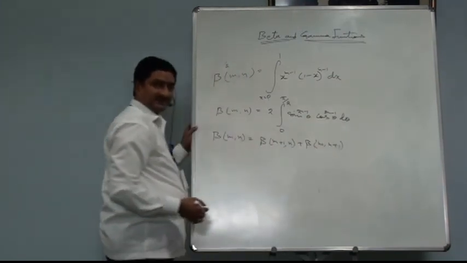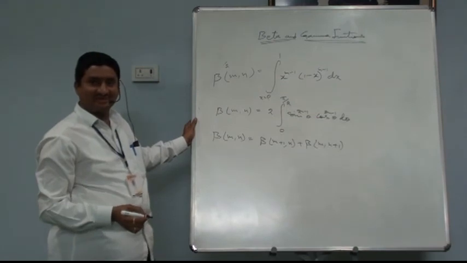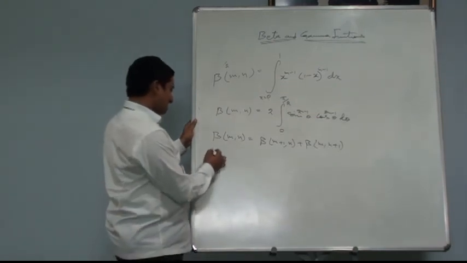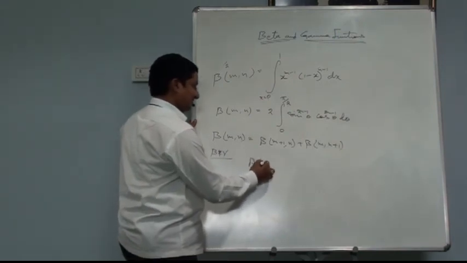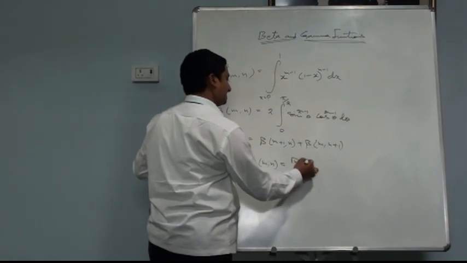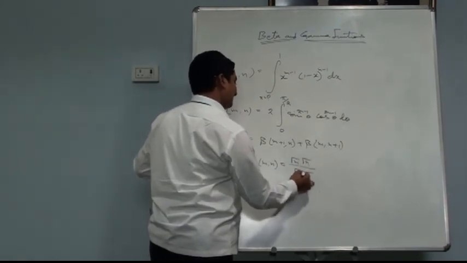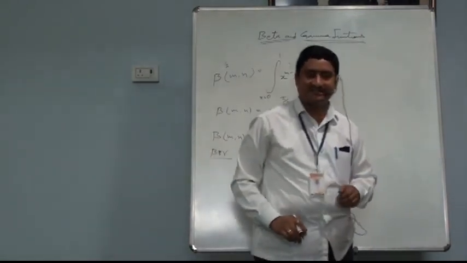This is another relation, and there is a relation between the beta and gamma functions. Beta of m comma n is equal to gamma m into gamma n by gamma of m plus n. And this is the relation between the beta and gamma functions.